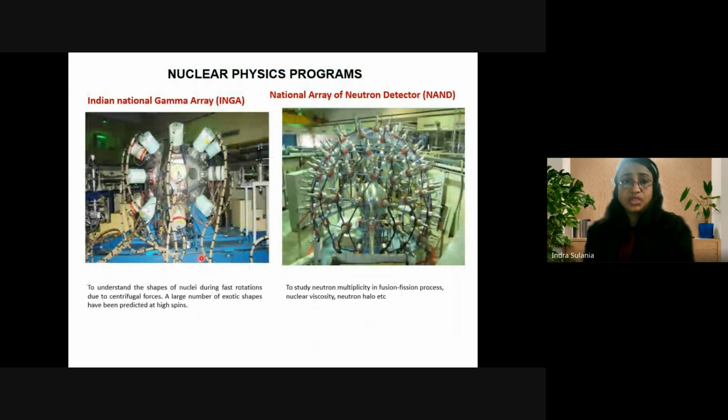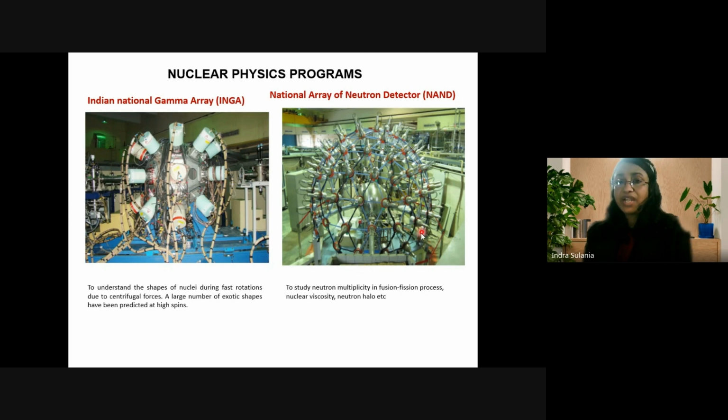So this is just a glimpse of what the facilities are in nuclear physics. We have the Indian National Gamma Array. It's a multi-institute project which was funded by DST. So you can take the beam from here and make it fall on the target, and then you can study the gamma rays which are coming out of that, and find out the properties of the target and incident ion geometry.